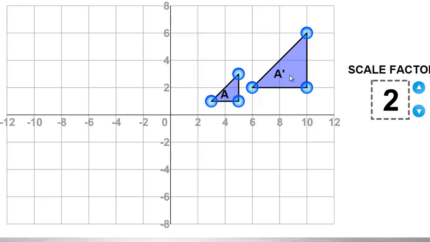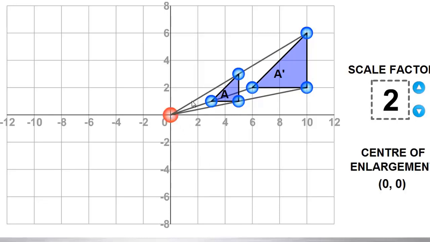It's a good idea to also mention the center of enlargement. In the center of enlargement, what you do, you join all the points and it would be towards this side. So you project these lines and they will meet at a point, and that point is the center of enlargement. So here the center of enlargement is 0, 0.